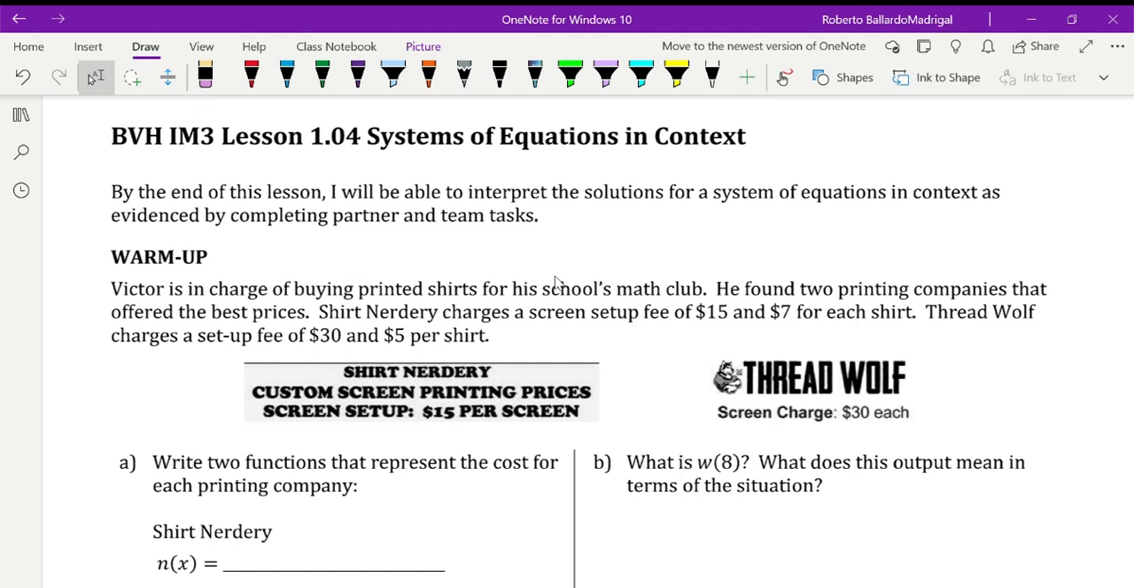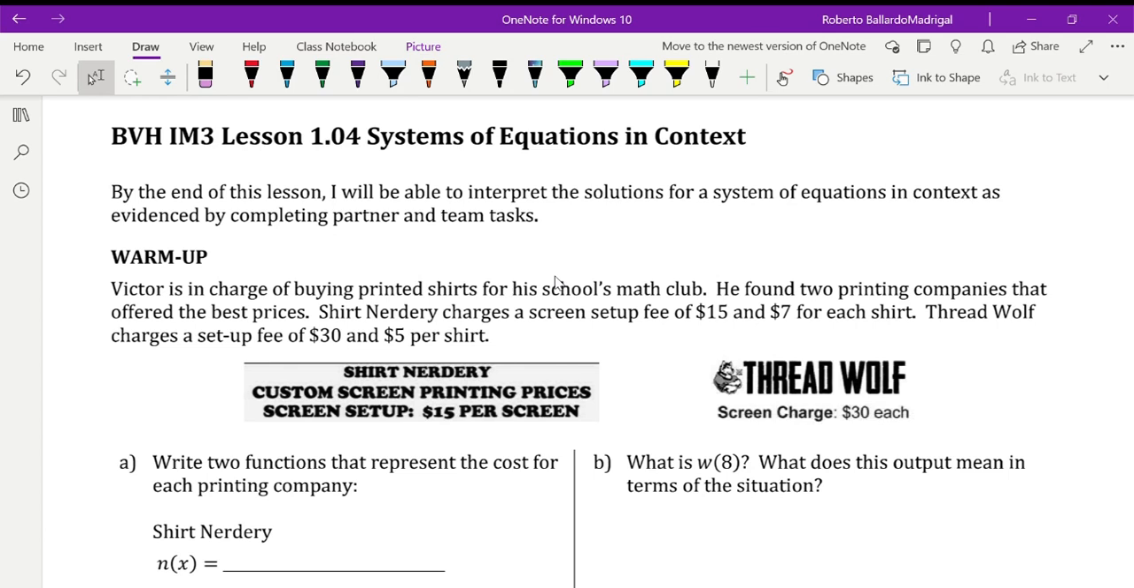All right. So the goal is the following: that by the end of this lesson, you guys will be able to interpret the solutions for a system of equations in context, as evidenced by completing a partner task and a closure activity. So why don't we begin by looking at the warm-up? I'm going to go ahead and read it for you guys.